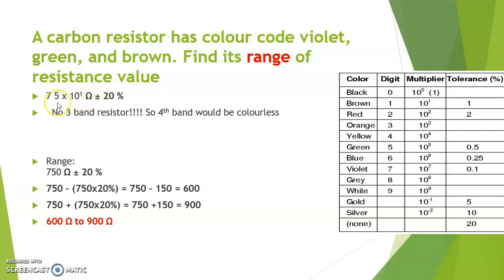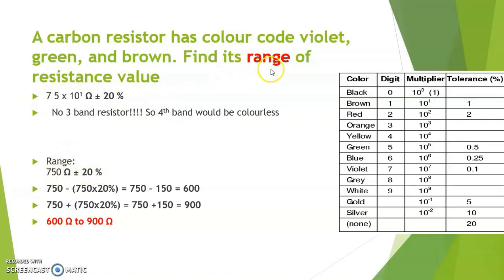There is no resistor with just 3 bands, and in the question only 3 bands have been given. So what about the 4th band? We have to understand that the 4th band has no color. No color means the tolerance would be 20%. So we write 20% here as the tolerance. Okay, so this is our value. Finally we've got 750 ohm plus or minus 20%.